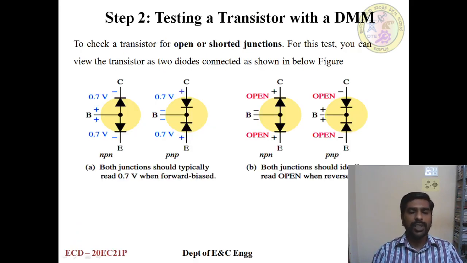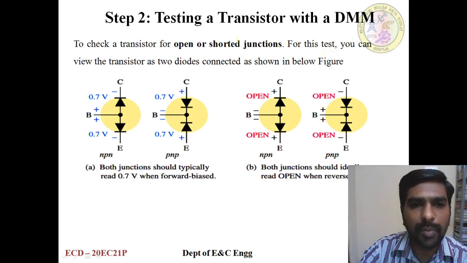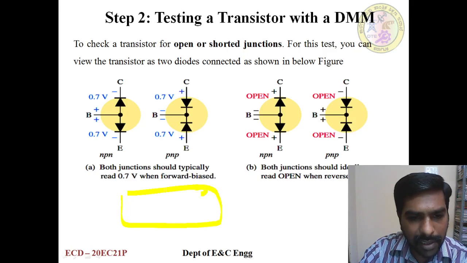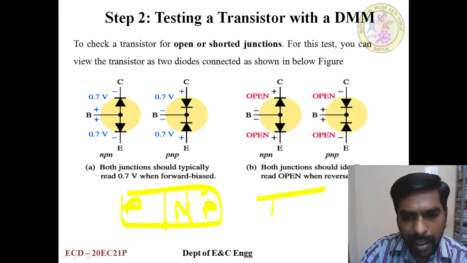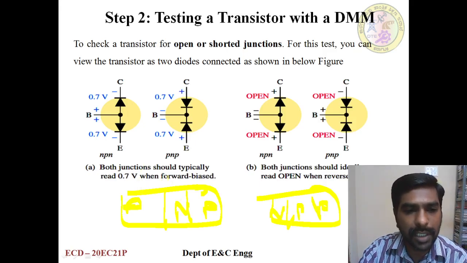The other way is to test the transistor using diode mode. Why do we use diode mode for a transistor? Because the transistor is made up of 3 layers, either PNP or NPN. See, NPN: if you see here, we have 2 junctions, junction 1 and junction 2. Here also, junction 1 and junction 2.